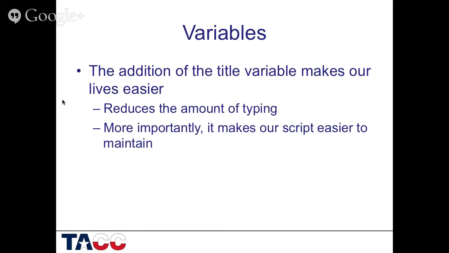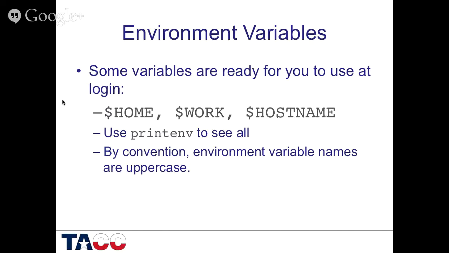There are a handful of variables that are already ready for you to use. So things that we've seen previously from the Linux talk, you have the home, work. You have a handful of other ones like hostname, user. And if you want to see all of these environment variables that are available to you, you can use the printenv command to see them all. And typically, by convention, environment variables will be written in all uppercase.